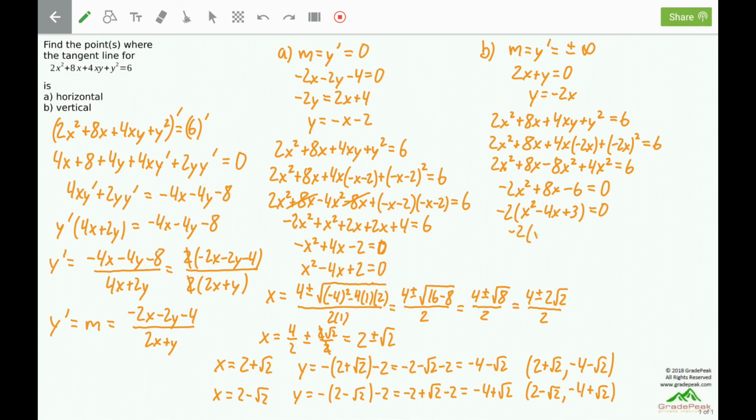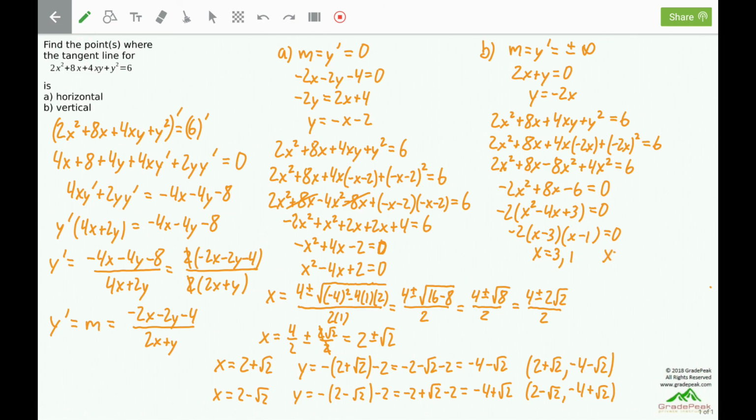And that can factor into two numbers that multiply to be a positive 3 and add to be a negative 4, and that'll be negative 3 and negative 1. So it looks like our x will be a 3 or a 1. Now we're under the condition that y is negative 2x for this situation here.